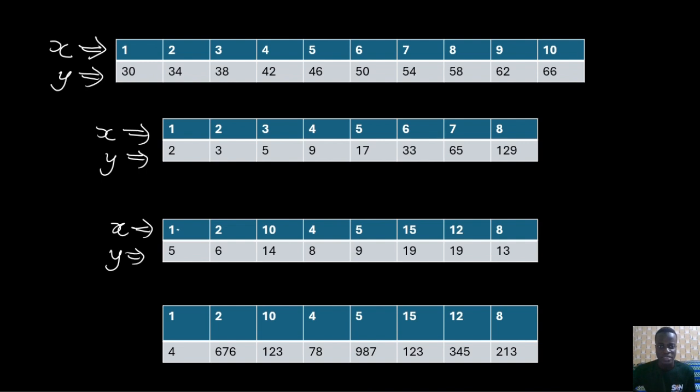Now let's go to the next, the y values. So there's no relation among the x values. We have established that. Now let's go to the y values. In the y values, 5 to 6 to 14 to 8 to 9. So 5 to 6, right? What's the difference? I think it's plus 1.